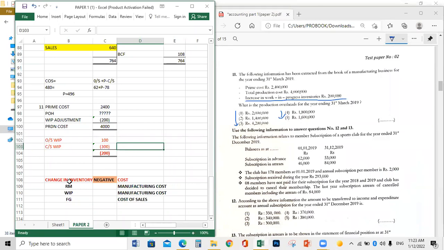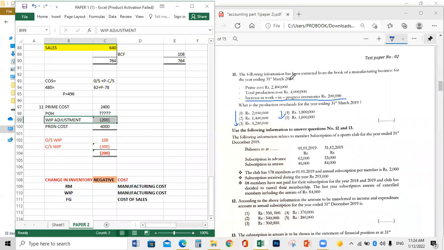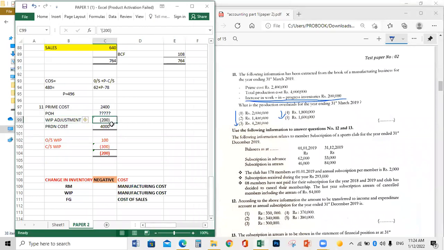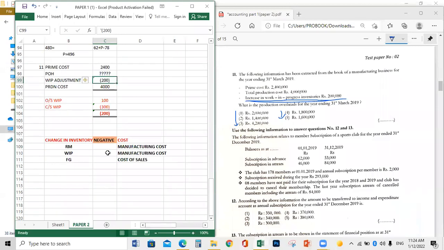Guys, do you understand? If you remember this, you don't have to even put an assumption like this and check in the exam. You can directly put it as minus, because they are telling you the work in progress is increasing. That means you know it's negatively related. So your cost will reduce. So you can directly put it's minus. Clear? So guys, see here, now you have to find the missing figure.